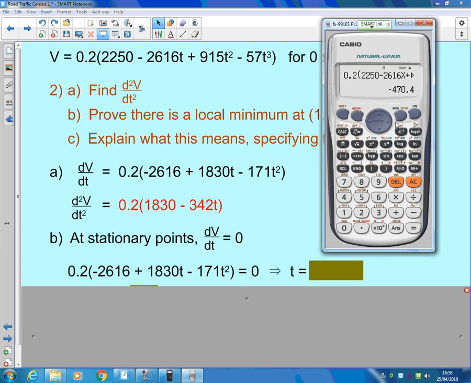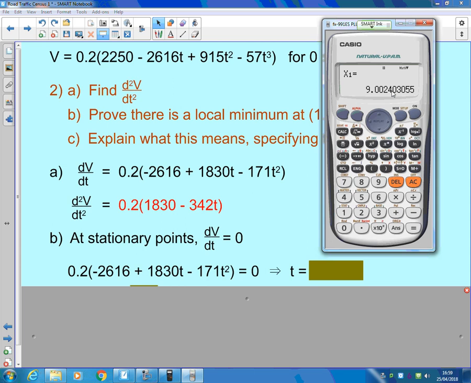But it's a quadratic. To solve that, mode 5, the third one is the quadratic. A is the number of x squared, so in this case, the number of t squares. We've got to be careful with the sign. So A is minus 171. B is the number of x's, or in this case, the number of t's. So B is plus 1830. Don't need to put the plus sign in. And then C is minus 2616. Press equals.